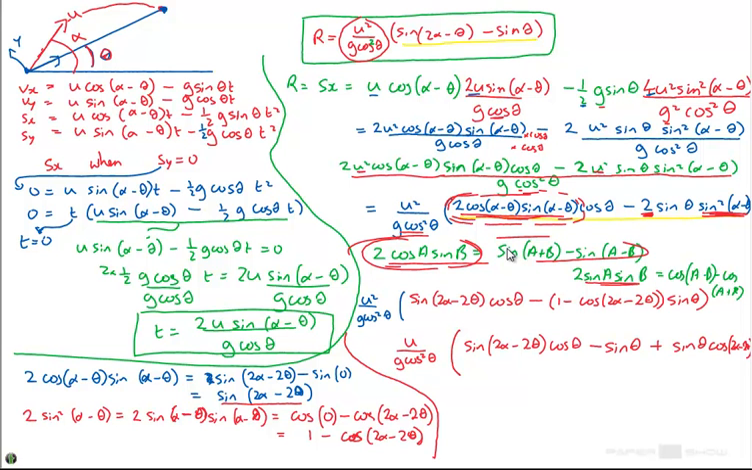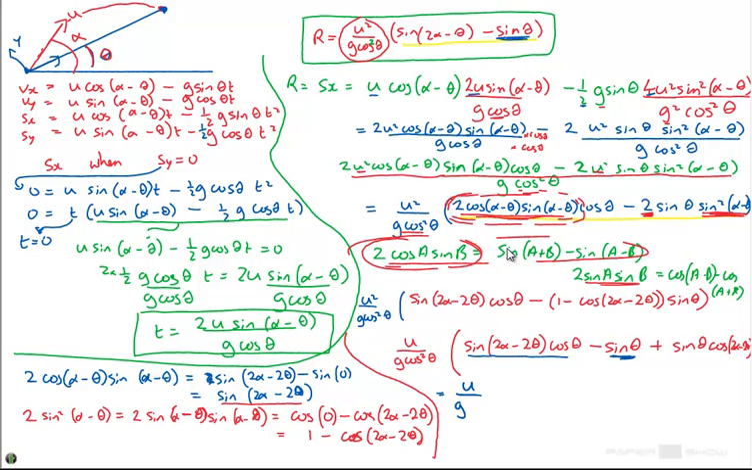Okay, use a different coloured pen here now. So if you notice, now we also have our sine theta from the answer. So what we have to show really is that sine 2 alpha minus 2 theta cos theta plus sine theta cos 2 alpha minus 2 theta is equal to sine 2 alpha minus theta. Now, I might just group them together. I can rewrite this. We're very nearly there now.